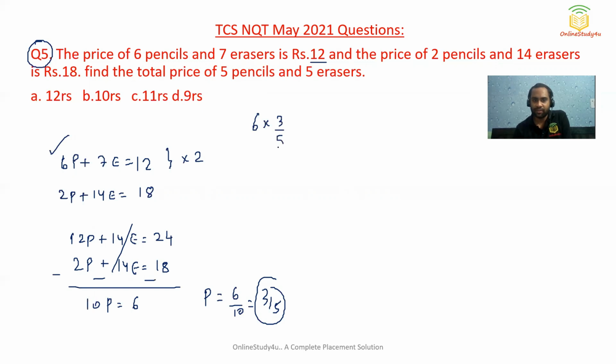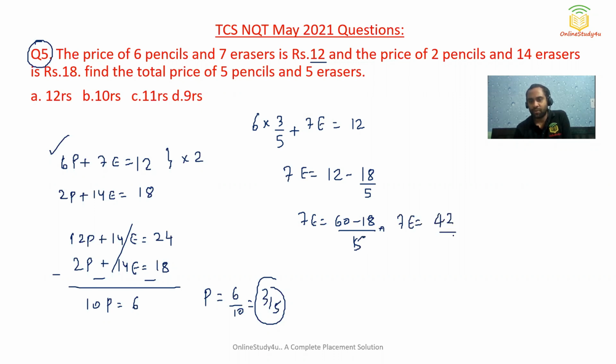So 6 into 3 by 5 plus 7 erasers will be equal to 12. Now, 7 erasers will be equal to 12 minus 18 by 5. So 7 erasers will be equal to (60 minus 18) by 5. I have just taken the LCM, divided by 5. So 7 erasers will be equal to 42 by 5, which means 1 eraser costs 6 by 5 rupees and 1 pencil costs 3 by 5.